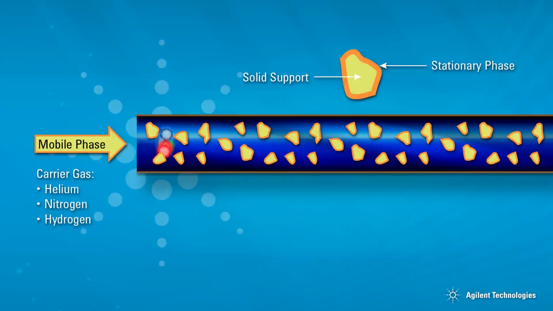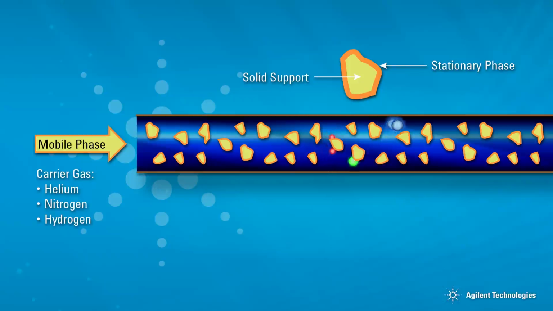Packed columns are literally packed with a material for adsorption or absorption of the sample components. This is usually an inert, solid support like diatomaceous earth that is deactivated, then coated with the stationary phase. Packed columns are typically made of stainless steel or borosilicate glass. They are much larger in diameter, typically 2 or 4 millimeters, and are usually 0.5 to 10 meters long.